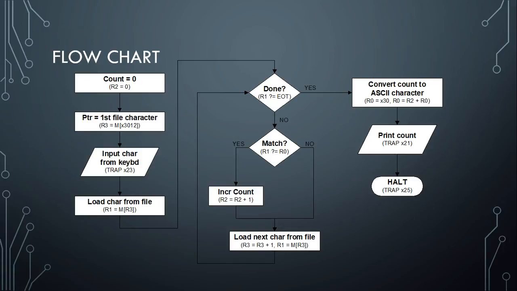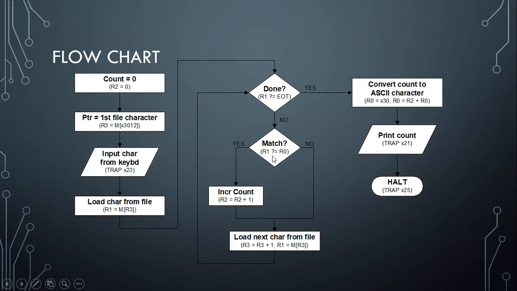So here's a quick flow chart. And you can see here I'm using a count, so count is 0, or register 2 is 0. Then I'm going to use PTR for the file character, and then you can see we get an input from the keyboard. We load that character from the file. From there, we ask, are we done?